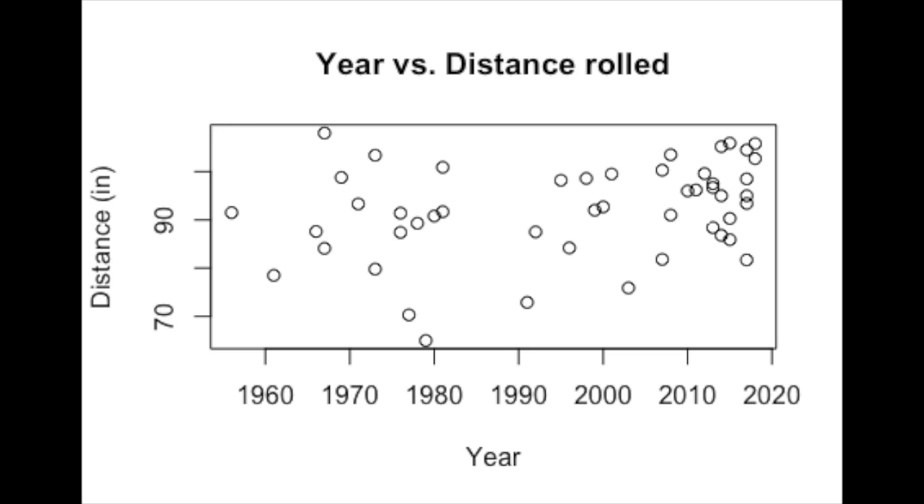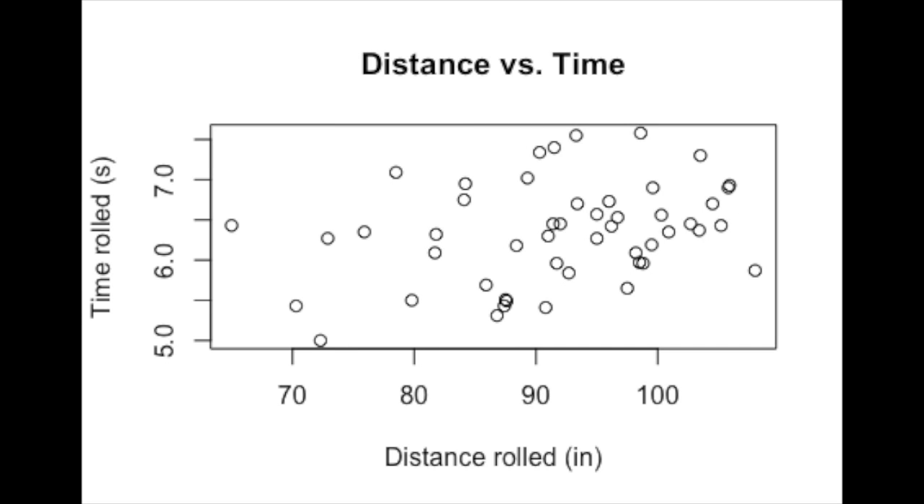Here we have a scatter plot with the year of the penny versus distance. It seems somewhat random but also may have a positive trend. Similarly, we have a scatter plot of the distance that the coin traveled versus the time taken. Again, this looks a little random but could also have a slight positive trend.